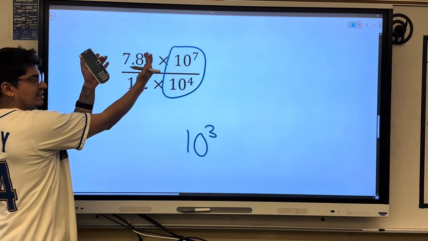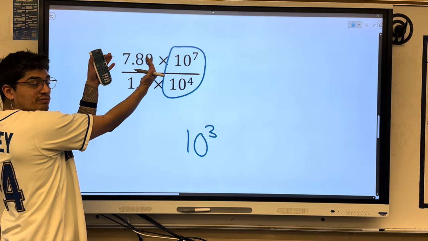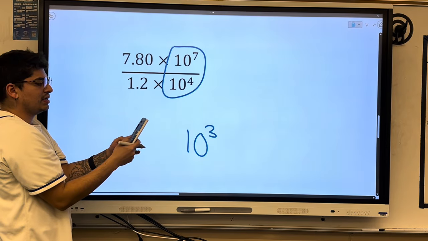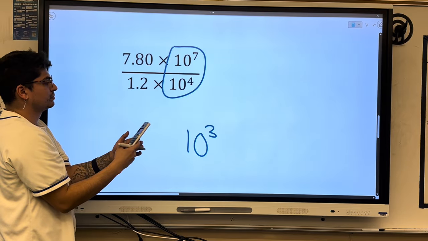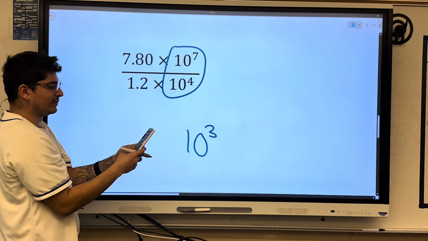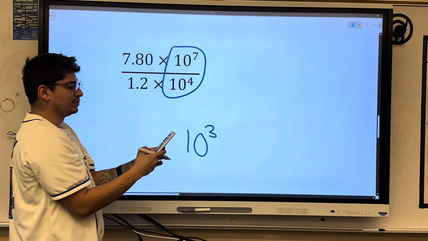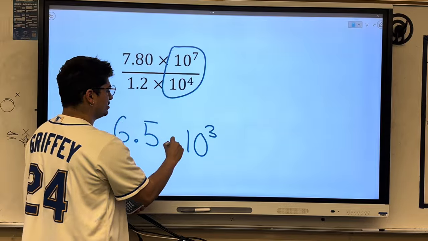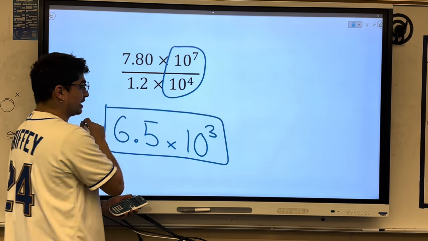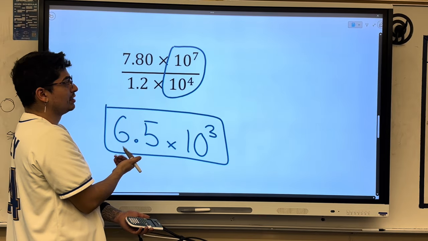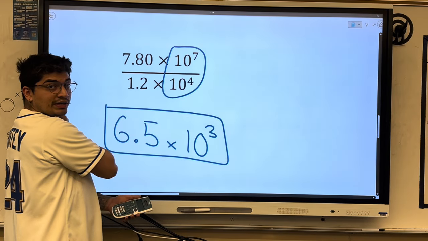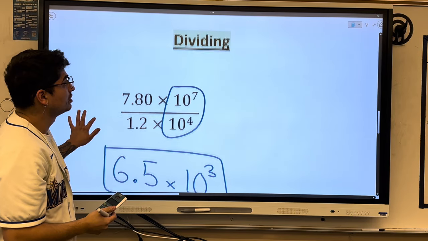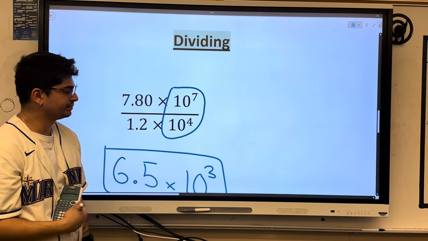And then from here, if you're keeping it separate, it's just division. 7.8 divided by 1.2. Oopsie, I didn't write anything. 7.8 divided by 1.2 would give me 6.5. And that is my final answer, because I don't actually have to change this one. So we got pretty lucky. So divide the regular numbers or constants, subtract your exponents when we're doing dividing.